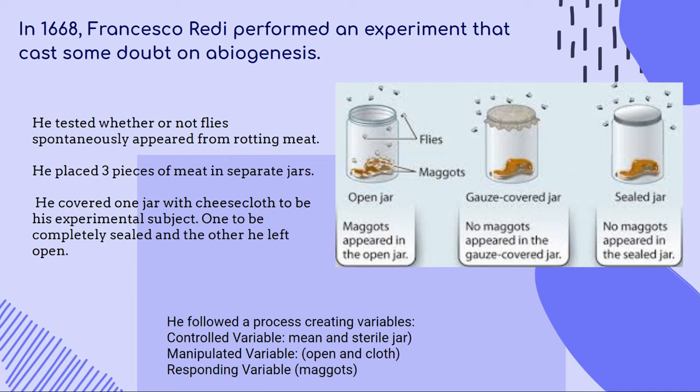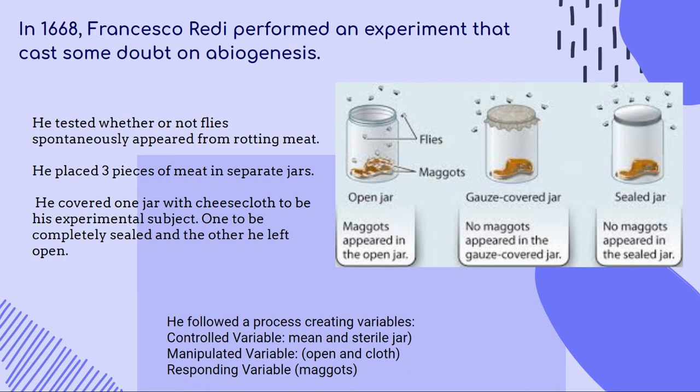It's the one that we're trying to keep constant. So what that is supposed to say is his control variable was the meat source and his sterile jar. He used the same type of meat and the same type of jar. That was his control. If you change the type of jar, then all of a sudden you could have a whole other variable on your hands. So we kept all the jars the same, all the meat the same.